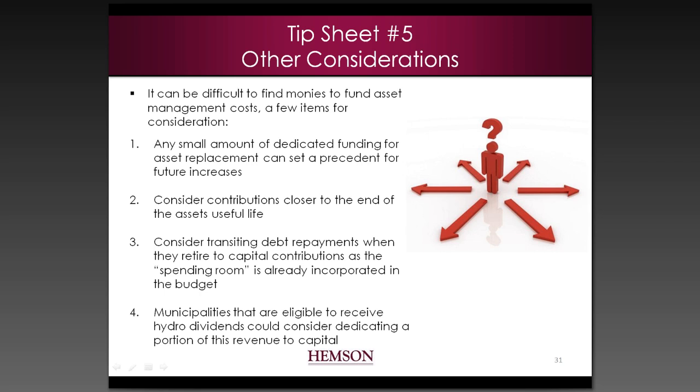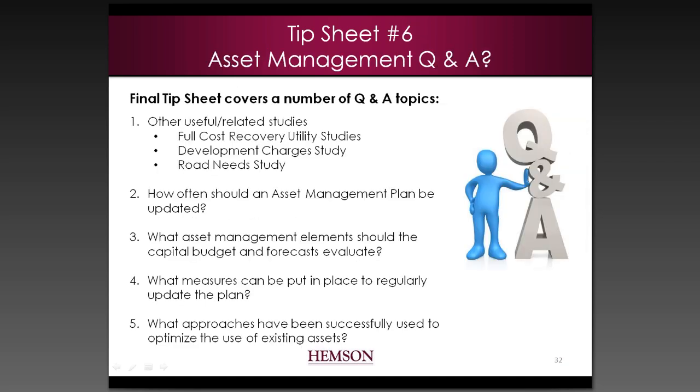And then just to wrap up my part of the presentation, tip sheet number 6 is really a Q&A and deals with a number of different questions dealing with full cost recovery utility studies and DCs, how often things should be updated and what elements you should be looking at, and a number of other questions. And as I said, I'll just turn your attention to that tip sheet on the MFOA website for additional information.